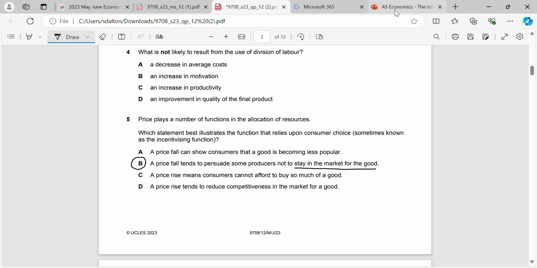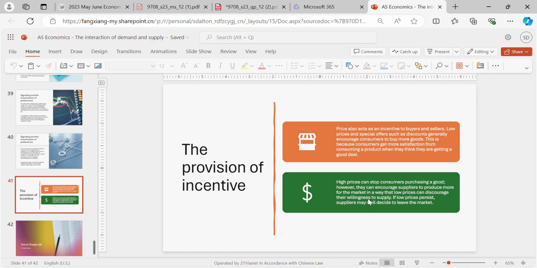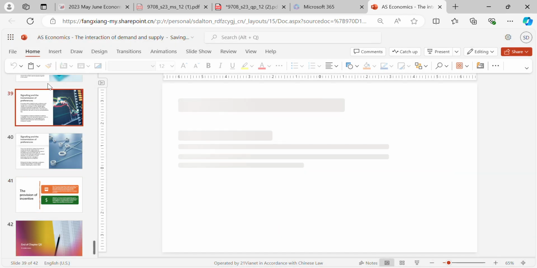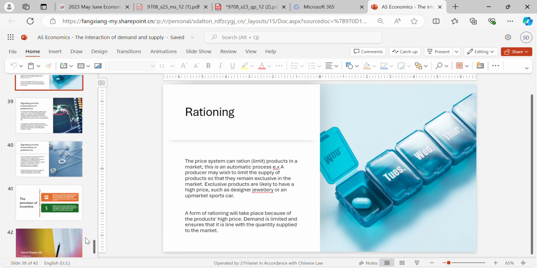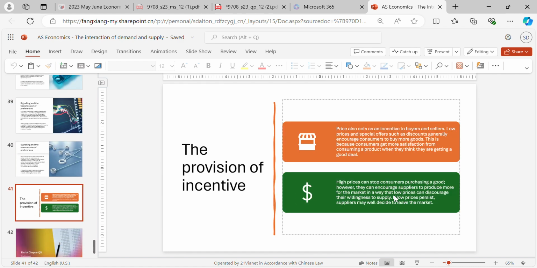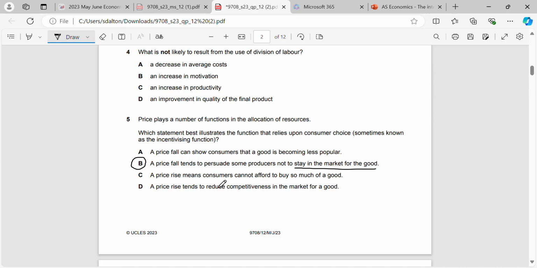Just to reference it from your slides here, you can see that it is provided on this slide, which is slide 41 of the interaction of demand and supply chapter, where we give you provision of incentive, the signaling and transmission of preferences, and also rationing, which are the 3 functions of the price mechanism. Okay, and it actually mentions it here. If low prices persist, suppliers may well decide to leave the market. Hence it meets the incentivizing function, which they've actually told us there.